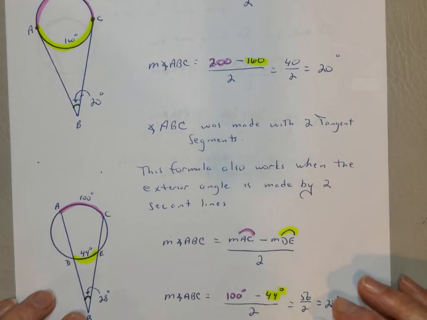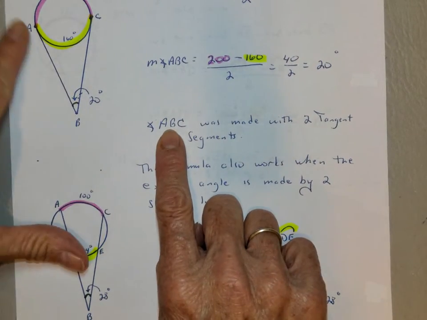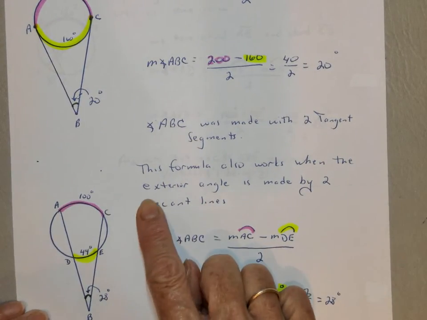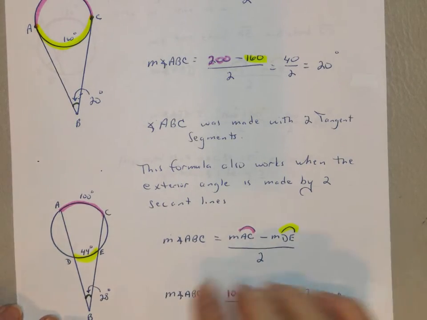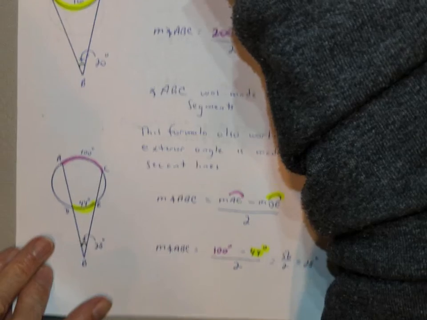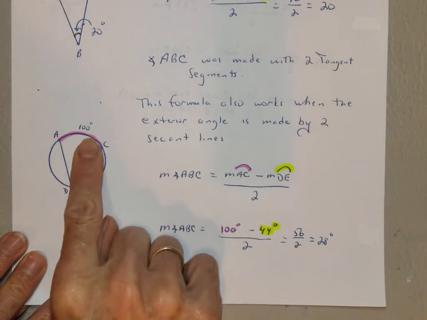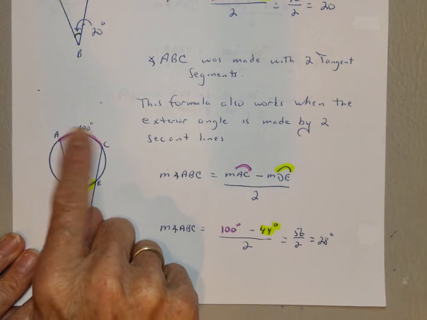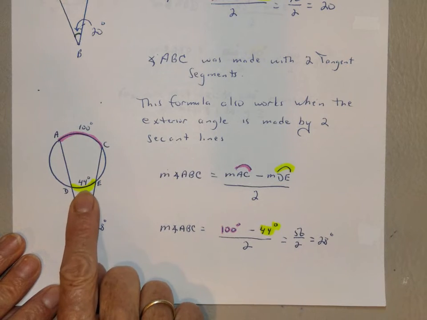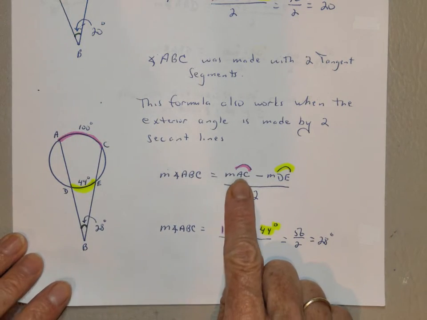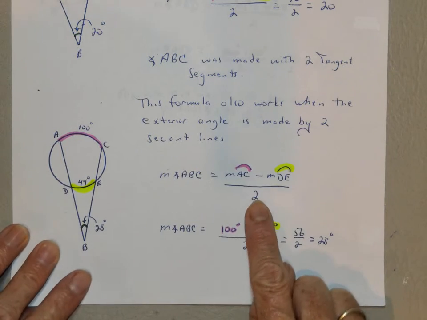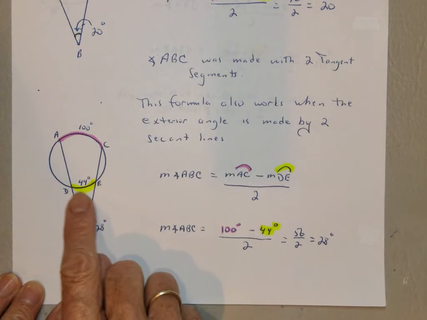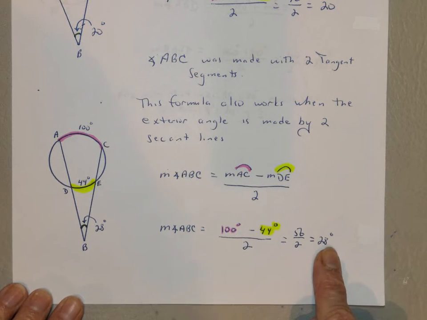Now, this angle ABC was made with 2 tangent segments. Now we're going to use the formula for an exterior angle that is made by 2 secants. Okay? So here we have an exterior angle, and it is made by 2 secant lines. And we do the same thing. We're going to subtract the outer arc, the one furthest away, minus the one closest, divided by 2, which gives you the measure of this angle. So this is 100 minus 44 divided by 2 gives you 28 degrees.